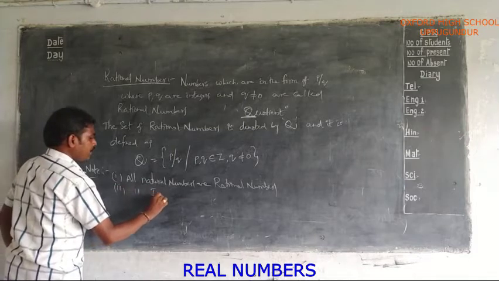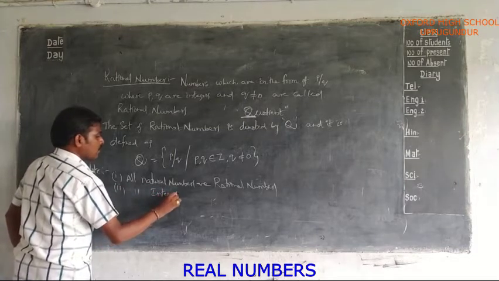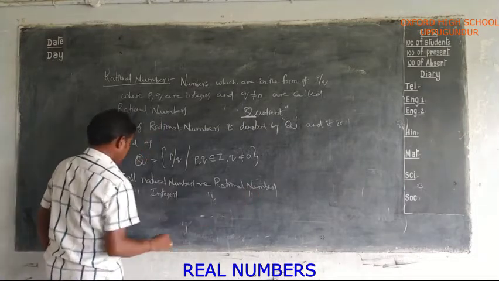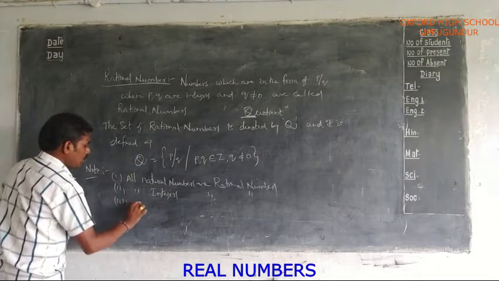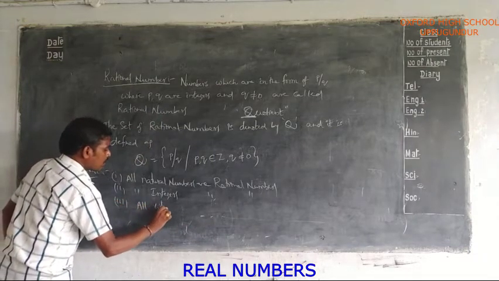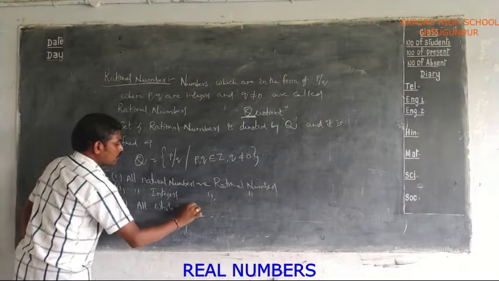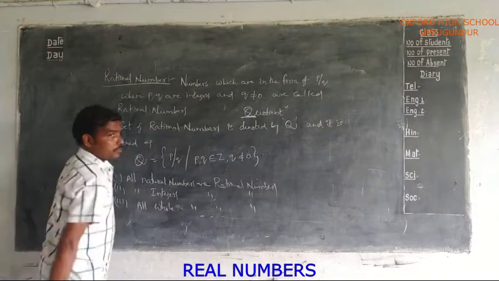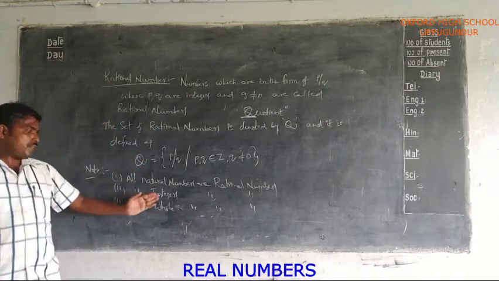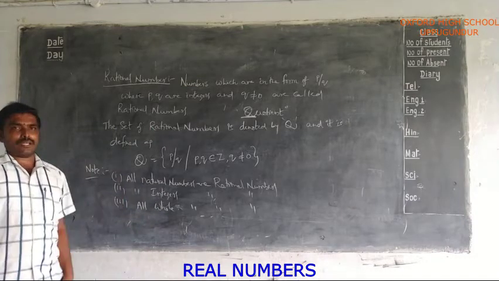All integers are rational numbers. All whole numbers are rational numbers. So all natural numbers, integers, whole numbers are rational numbers.